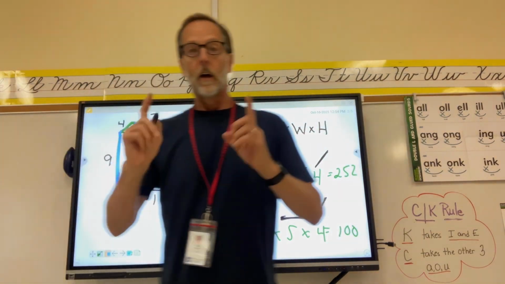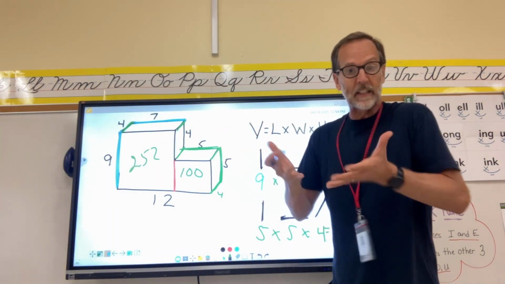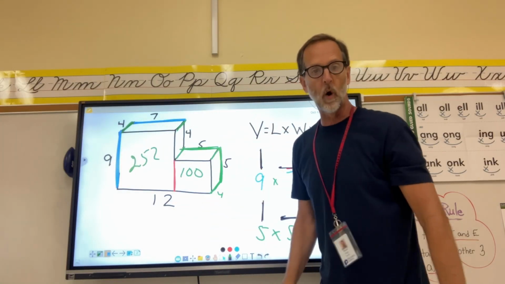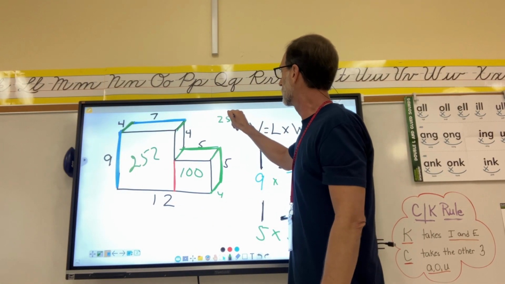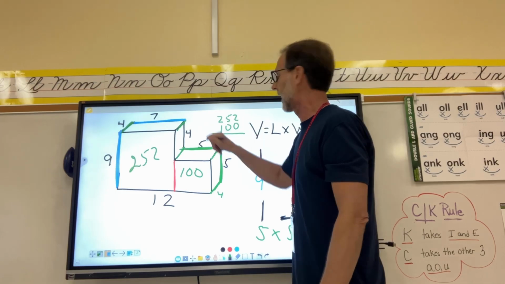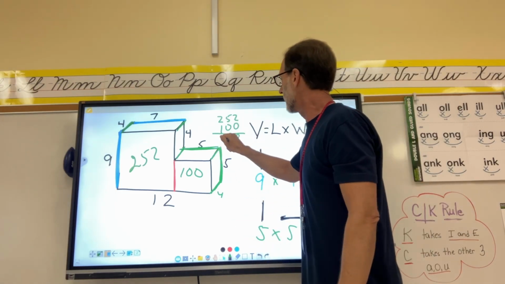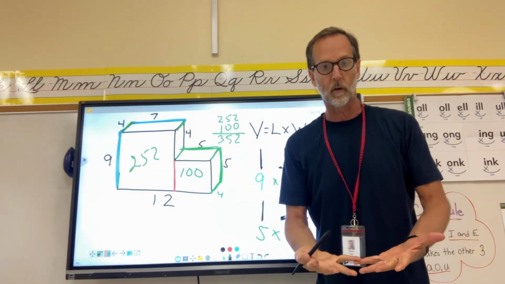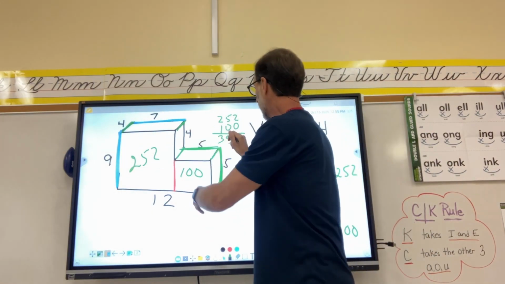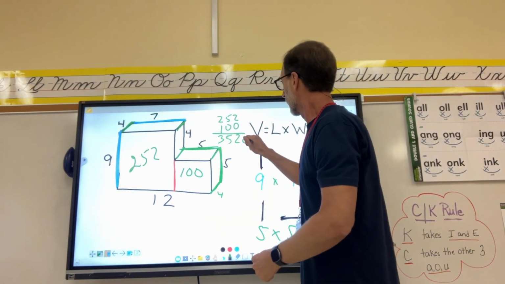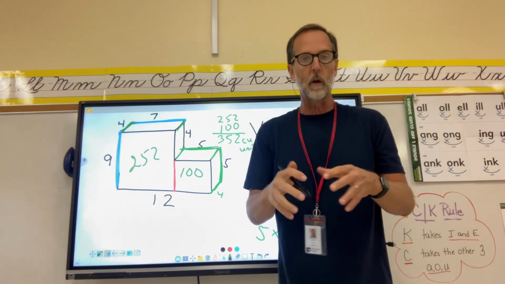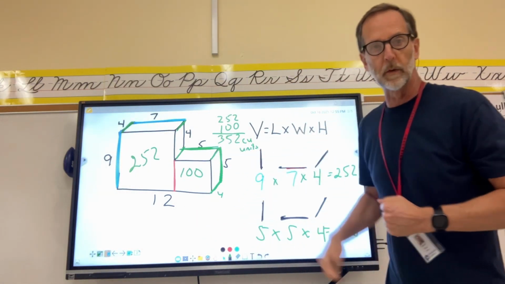All right? Now is where the additive part comes. This is 252. This is 100. I'm going to take those two numbers and add them together, and that will give me the total volume for the whole box. So putting them together, the total volume here is 352 cubic units. Remember, when you're finding volume, it makes cubes. That's why it's called cubic units.